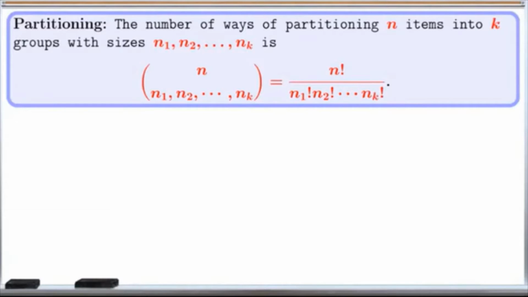In this video, I am going to talk about partitioning. The number of ways of partitioning n items into k groups with sizes n1, n2 to nk is given by this formula here.